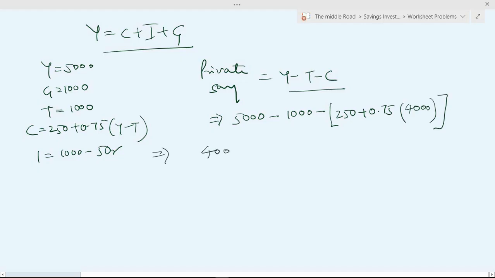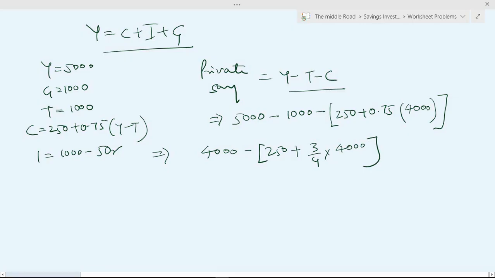So this could again be written as 4000 minus 250 plus, now 0.75 can also be written as 3 into 4. This makes it easy, into 4000. So you don't need to take a calculator.